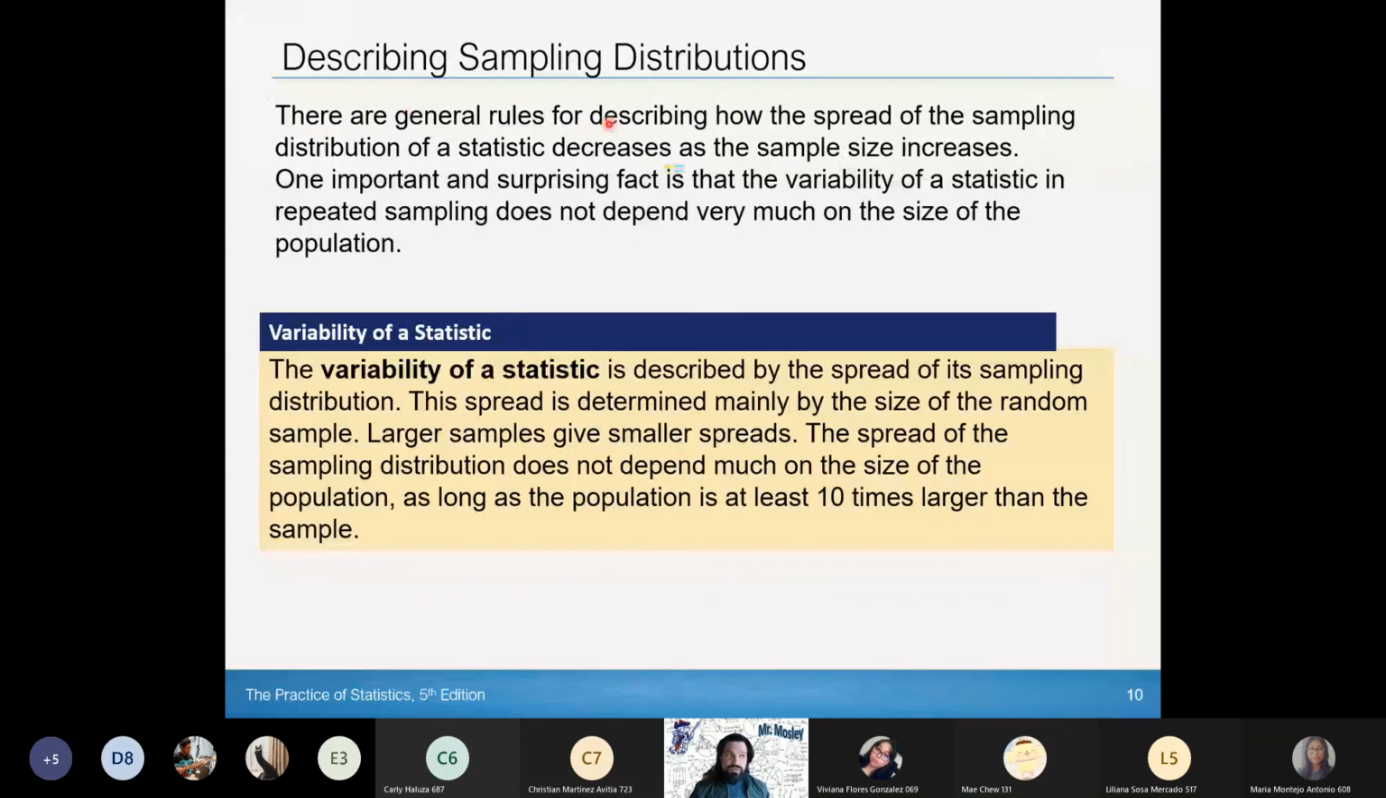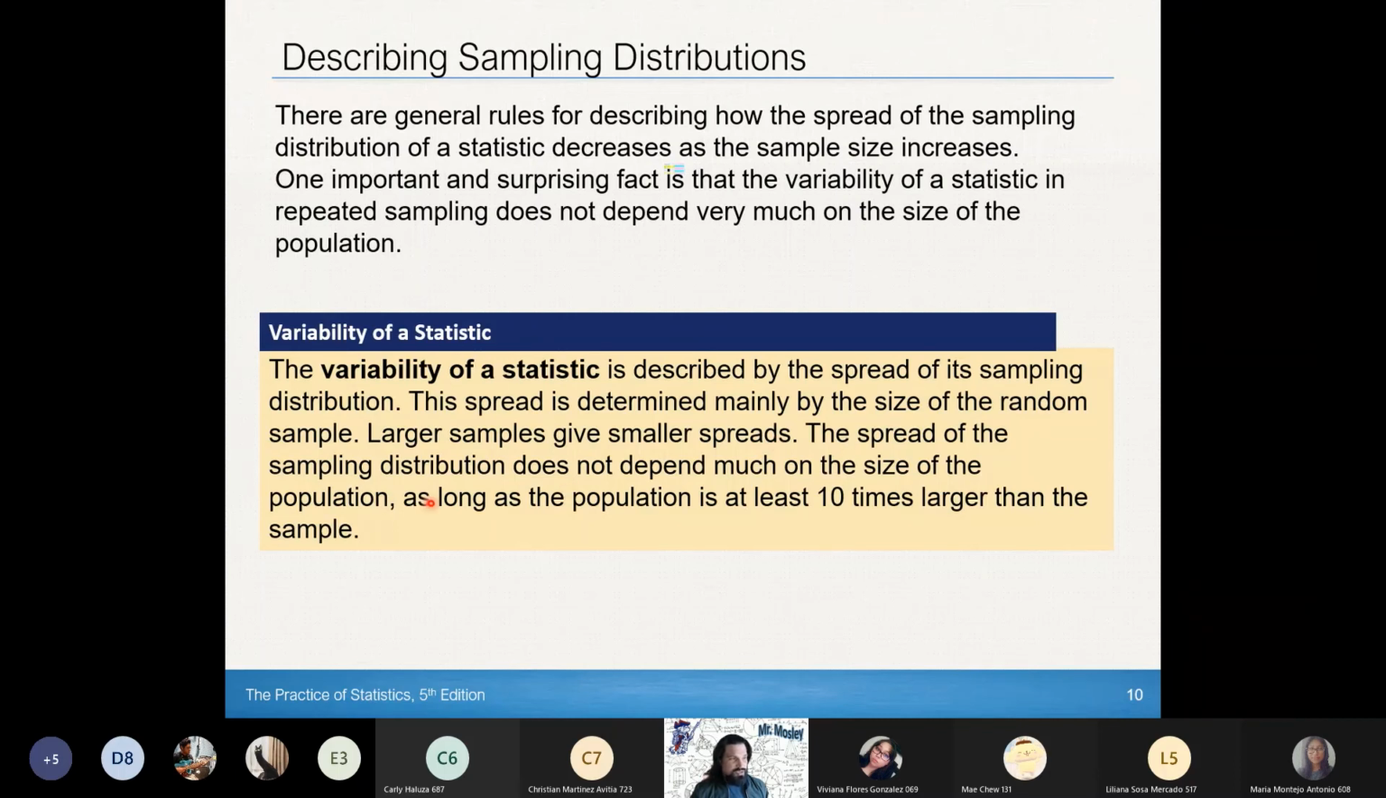There are general rules for describing how the spread of the sampling distribution of a statistic decreases as the sample size increases. One important and surprising fact is that the variability of a statistic in repeated sampling does not depend very much on the size of the population. The variability of a statistic is described by the spread of its sampling distribution. This spread is determined mainly by the size of the random sample.